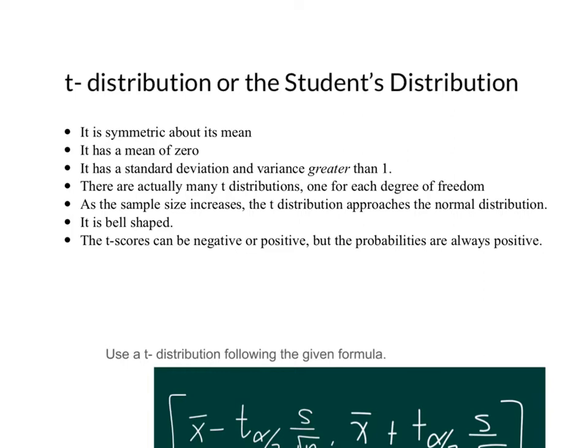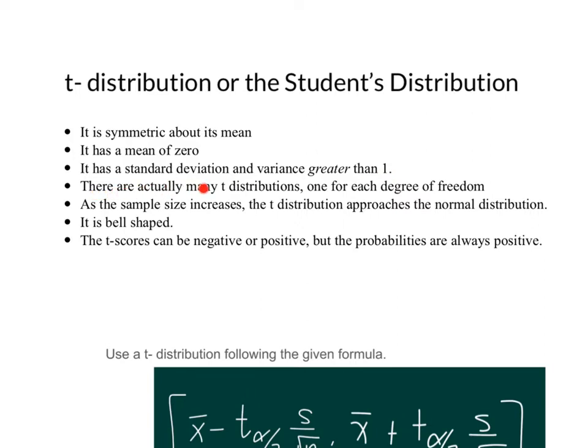This distribution has the following properties, and it's very similar to the z distribution. First, it is symmetric about its mean. So if we cut the distribution in the middle, the left side will just be a mirror image of the right side, or vice versa. It has a mean of 0, same as the z distribution. The third characteristic is different from the z distribution, because in the z distribution the standard deviation and variance are equal to 1. But for the t distribution, the standard deviation and the variance are greater than 1.